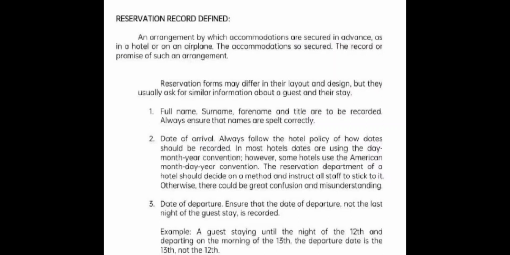Number 2, date of arrival. Always follow the hotel policy of how dates should be recorded. In most hotels, dates are using the day, month, year convention. However, some hotels use the American month, day, year convention. The reservation department of a hotel should decide on a method and instruct all staff to stick to it. Otherwise, there could be great confusion and misunderstanding.